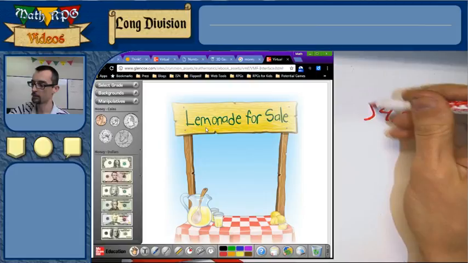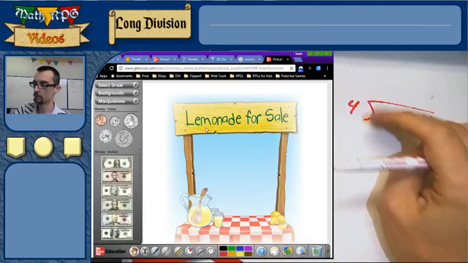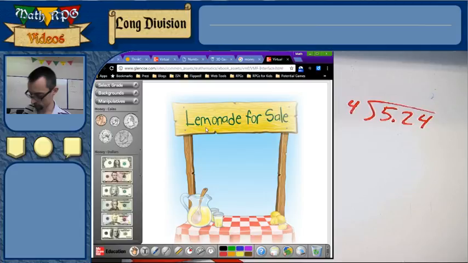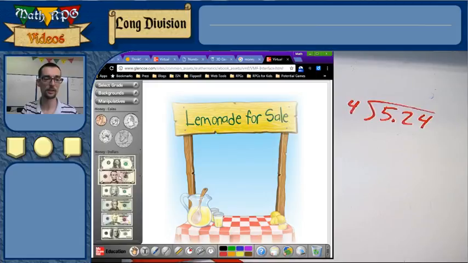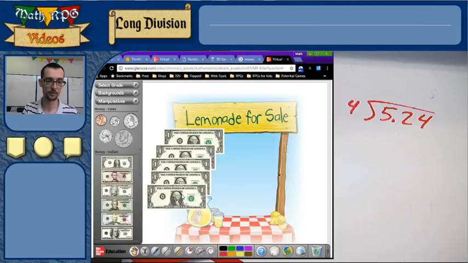Actually, you know what? That's kind of silly. We're going to do $5.24 divided into 4 different people. Okay? So I'm going to start off with my $5. Actually, you know what? No, I don't want to do that. Change my mind. We're going to leave the base 10. So $5. There's $5 and 24 cents. Okay? And my job is to divide this among 4 people.